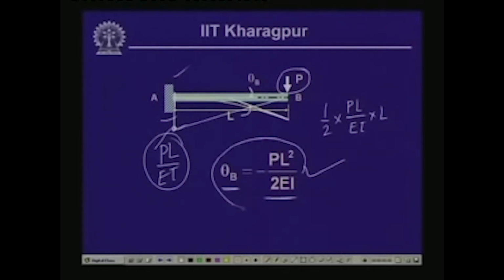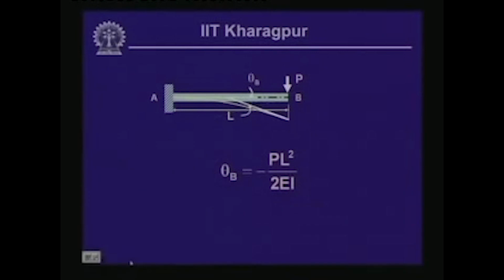So, that is the slope, and the negative sign indicates that it is moving in a clockwise form. According to our sign convention, this clockwise rotation is negative, and this is the magnitude of the end rotation when a cantilever beam is subjected to a concentrated load at the tip of the beam. Well, these were the answers to the questions which were posed last time.